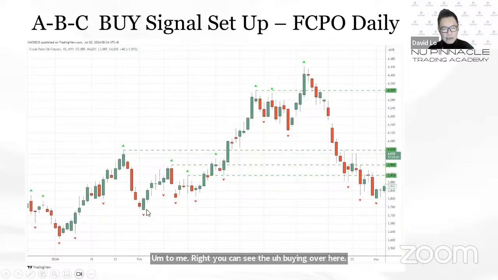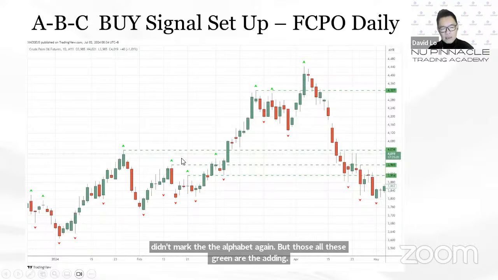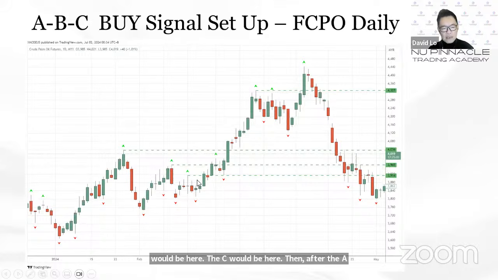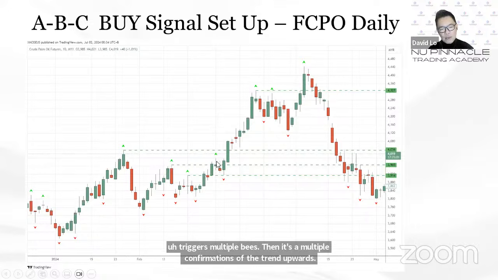I didn't mark the alphabet, but all these green are the B's. So the A will be here, the B will be here, the C will be here, and after that it traded. Of course the ABCs can come in between as well. If it comes in between, then you will have an earlier signal. A, B, C right here, and it triggered a bit earlier than this particular signal. When it triggers multiple B's, then it's multiple confirmations of the trend upwards. Here, on the way up to here, it actually triggered 1, 2, 3, and 4 of these.